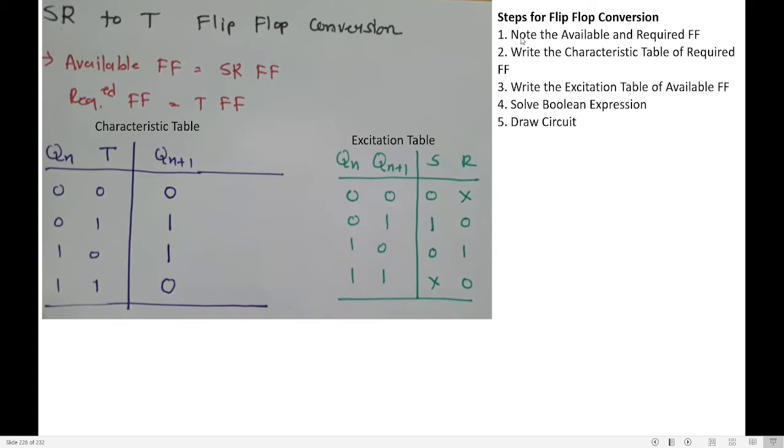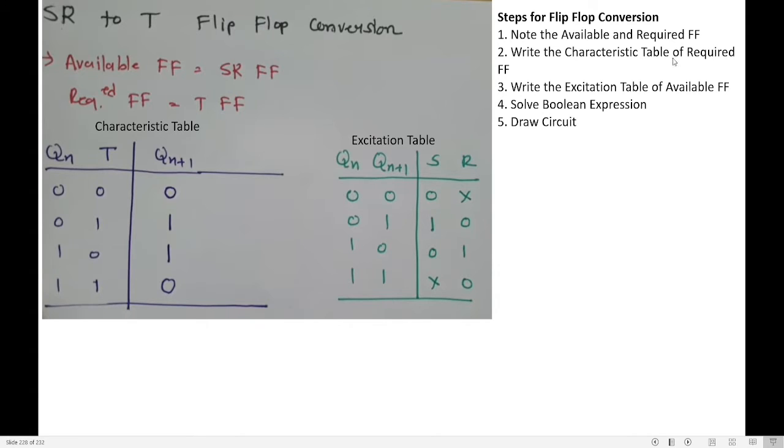What is the first step? Note the available and required flip-flop. What is available? SR is the available flip-flop. What is required? I need to convert SR to T, so my required flip-flop is T. I am done with step 1. What is step 2?